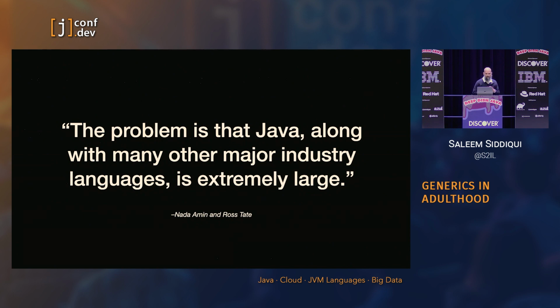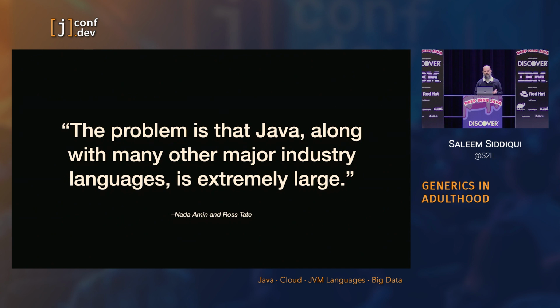This is again from that paper by Nada Amin and Ross Tate. The problem is that Java, along with many other major industry languages, is extremely large. Java has grown, and I don't mean the packages at all. That's just libraries you can use, and they never go, they keep coming, and you can use libraries from anywhere, from any repo that you want. The problem is the core language has grown and is extremely large, and mathematically verifying that all features of it work is pretty close to impossible.